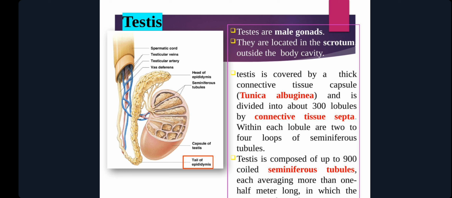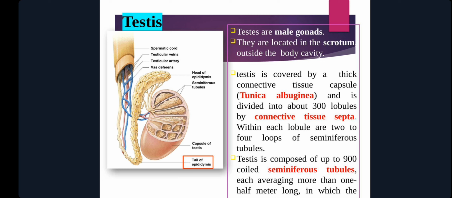So, my friends, testes are male gonads. They are located in the scrotum, as you see in the previous schematic figure. The testis is covered by a thick connective tissue capsule, and this capsule is named the tunica albuginea. This capsule divides the testis into 300 lobules by septa. Here you are seeing lobules. These are lobules inside the testis which are separated from each other by connective septa.